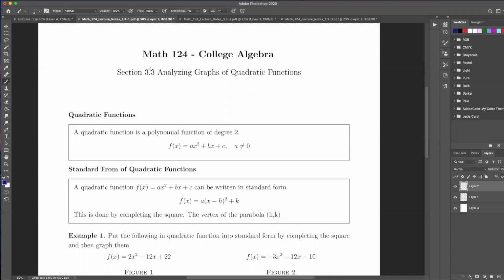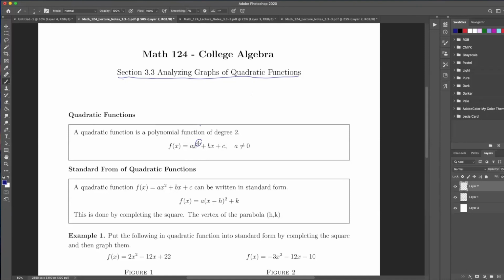Right, so here we go. We're going to start with section 3.3, analyzing graphs of quadratic functions. A quadratic function is a polynomial of degree 2. The degree means the highest power I see. Here we have f of x equals ax squared, so that makes it degree 2.